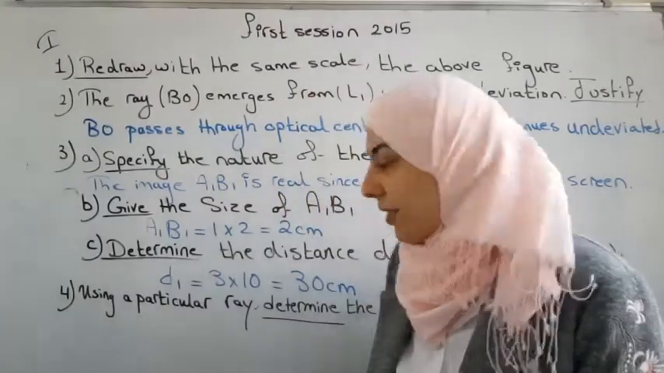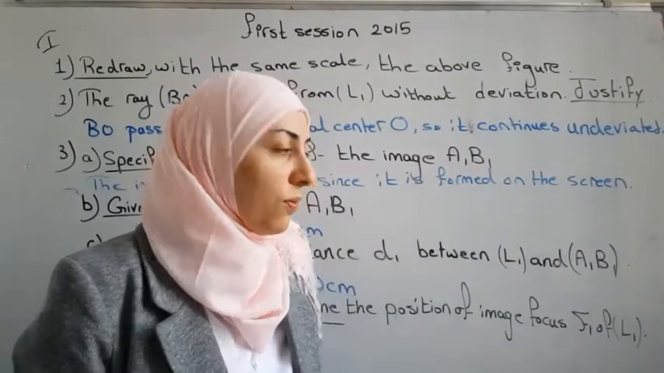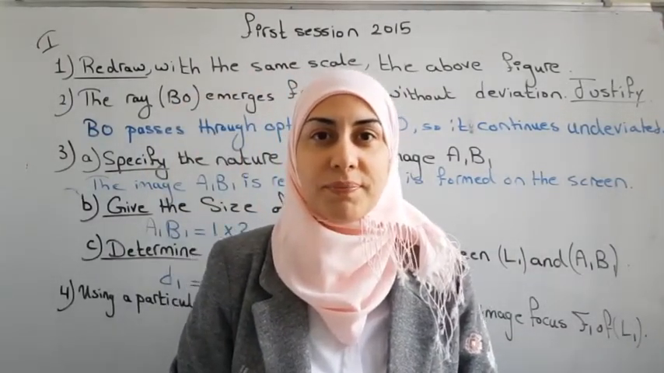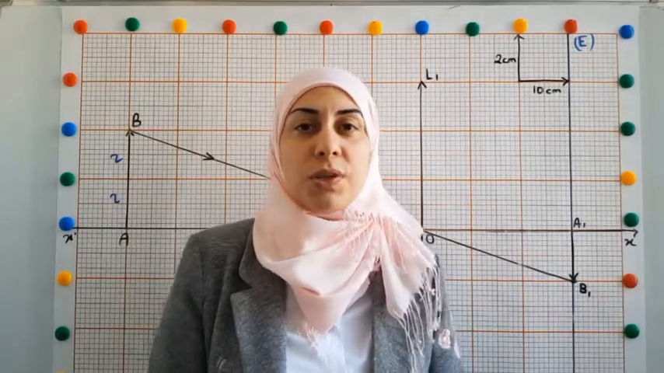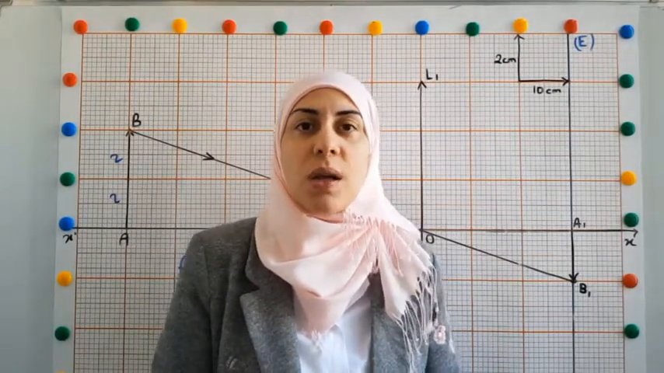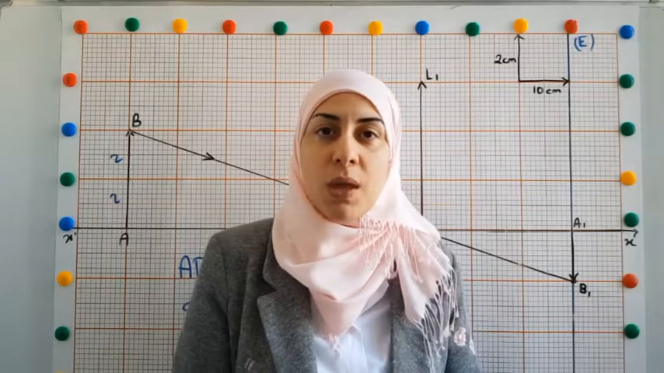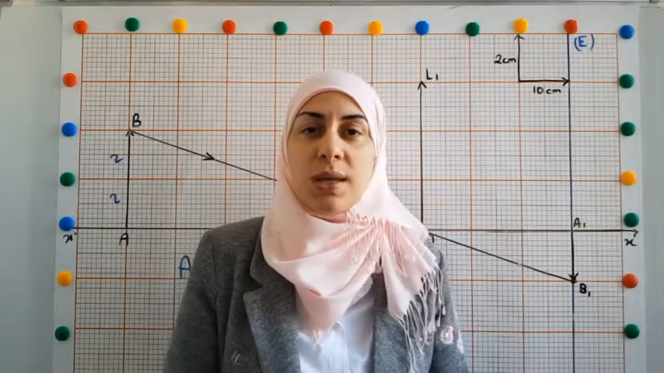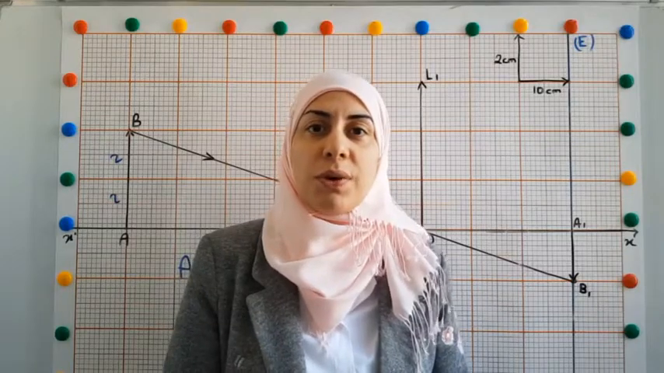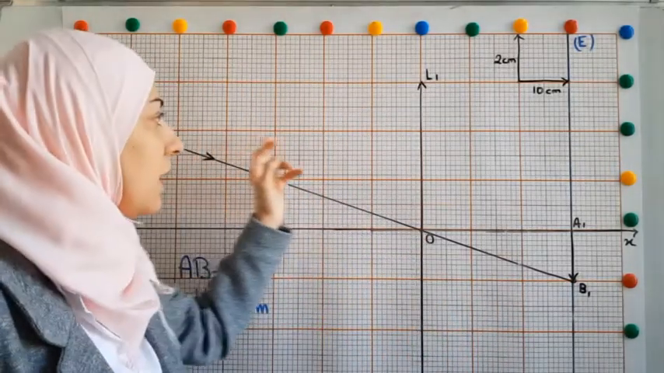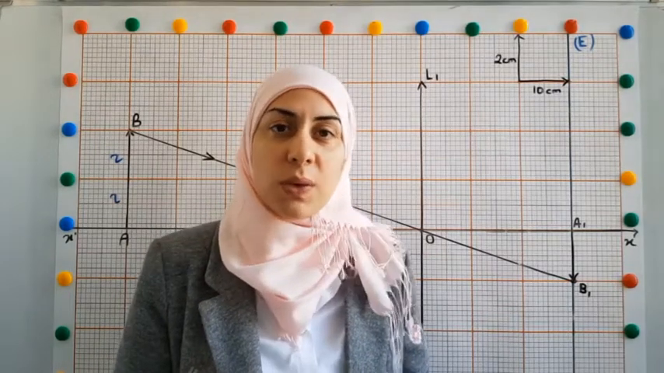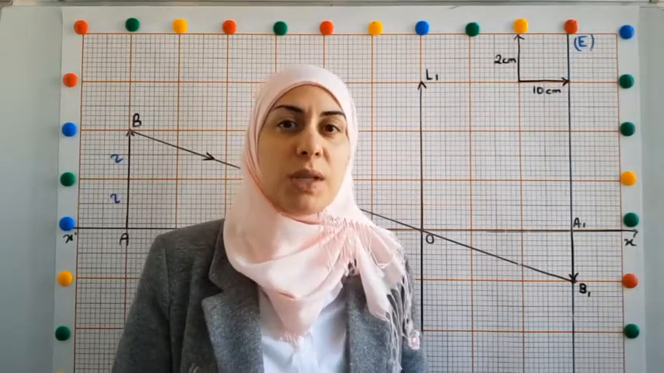Using a particular ray, determine the position of the image focus F1 of the converging lens L1. In this part, we want to determine the position of the image focus F1 by using a particular ray. When you want to determine the position of the image focus F1 using a special ray, you will think of the ray that is parallel to the optical axis because this ray continues passing through F prime. So let's draw a ray from B that is parallel to the optical axis.